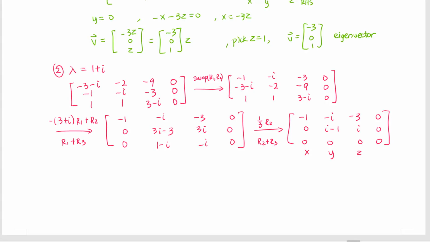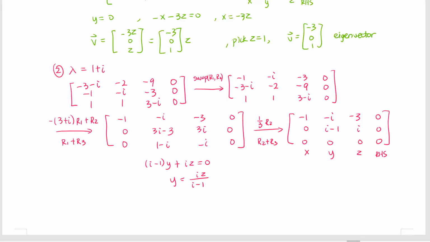Okay, x, y, z on the right hand side. You can see that the last row is all zeros. Okay, that's always the case. So (I minus 1)y plus iz equals 0. So y is iz over I minus 1.